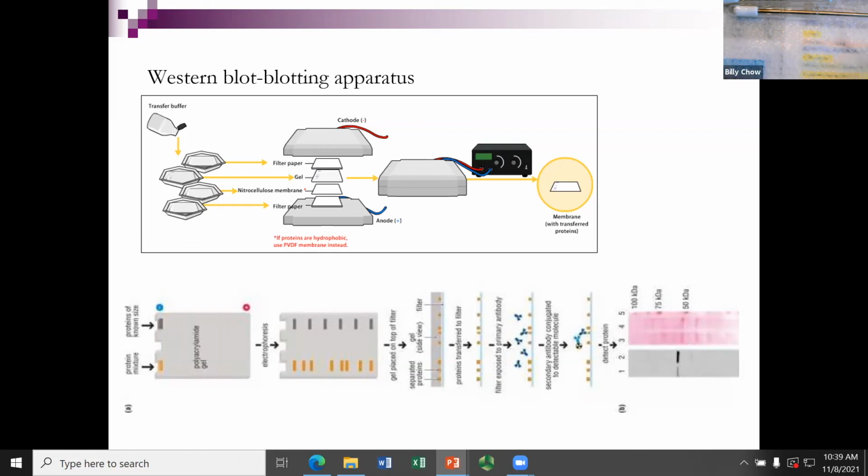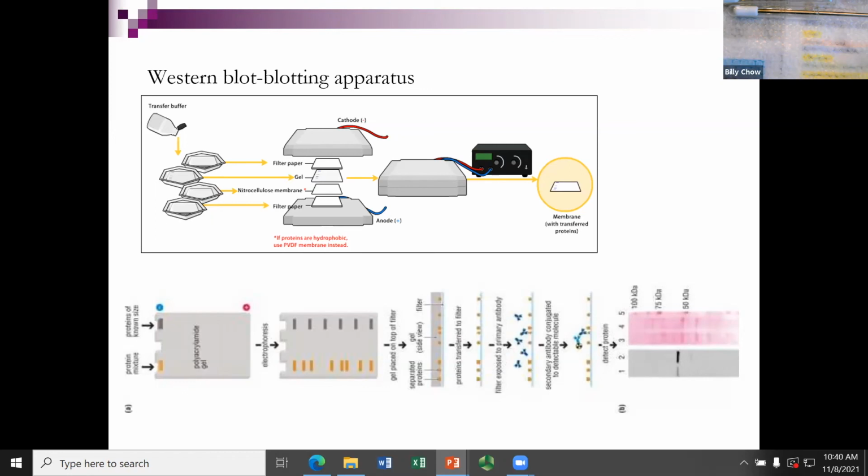You can also measure the molecular weight of the protein by comparing to standards. Then you can tell people that this is what I want to identify because it has the same molecular weight as the one that I am trying to identify. Or you can tell people this protein has a molecular weight of like 60 kilodalton. So the molecular weight is some information they can get from Western blot.